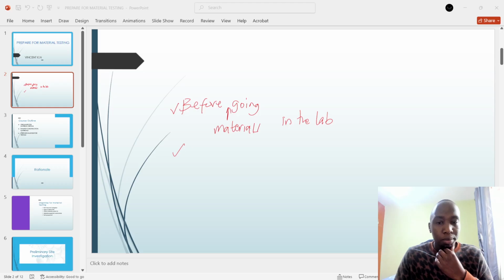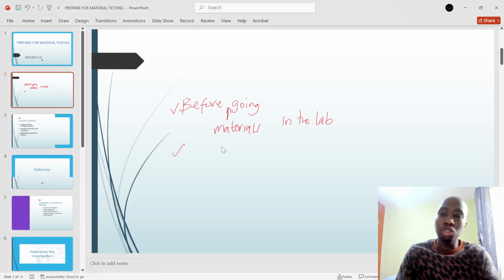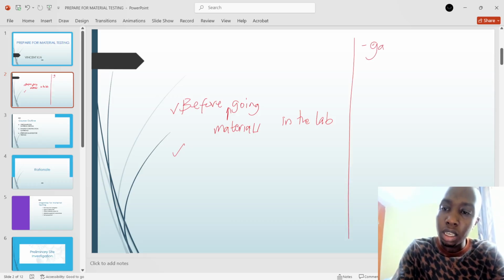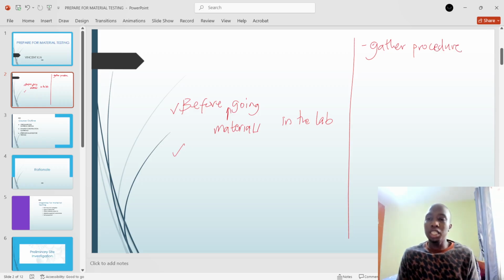Yes. So it entails gathering the procedure of a certain test before you do the actual test. So gathering the procedure of doing the test. Okay. Kaingu is telling us something very important: that you need to have the procedure. You need to gather the procedures.